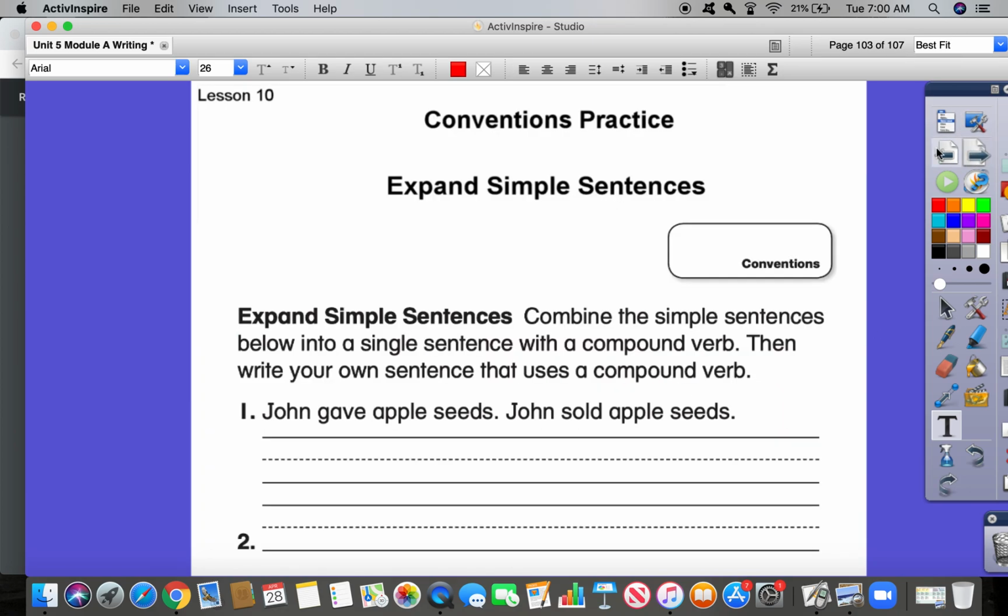Okay, now you're going to practice this skill in your online writing journal. So expand simple sentences. Combine the simple sentences below into a single sentence with a compound verb. Then write your own sentence that uses a compound verb. I'll help you read number 1. John gave apple seeds. John sold apple seeds. Okay, so I want you to see if you can do number 1 by yourself. You're going to combine the sentences that use a compound verb, and then you're going to come up with your own example for number 2.